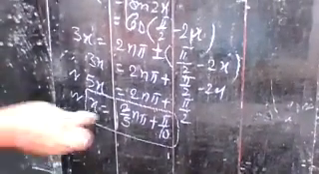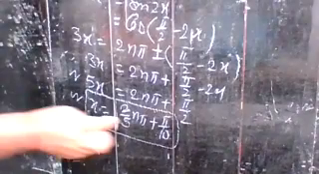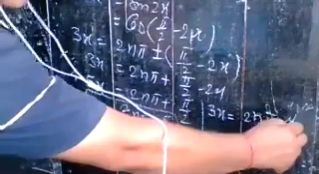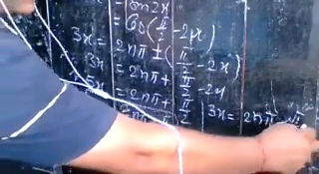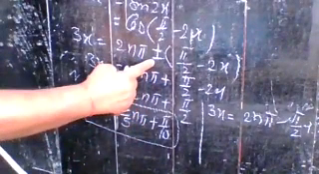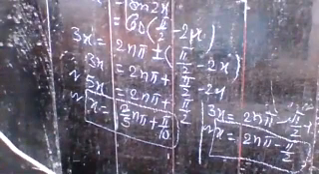Now, if you are taking negative value, so in this case you have 3x is equal to 2n pi minus pi by 2 plus 2x, or you have x is equal to 2n pi minus pi by 2. So that is your result. So in this way, you can find your result.